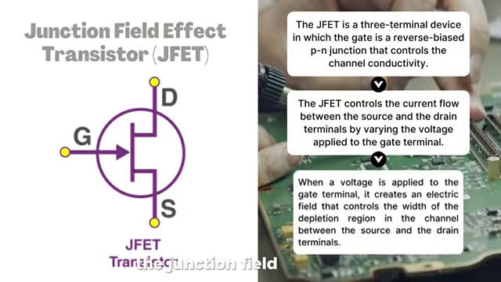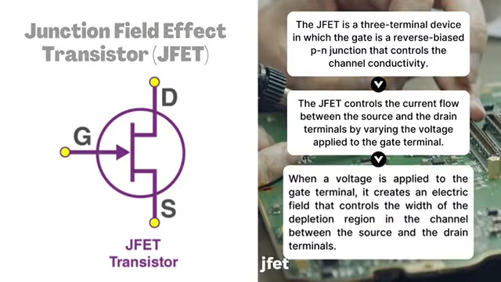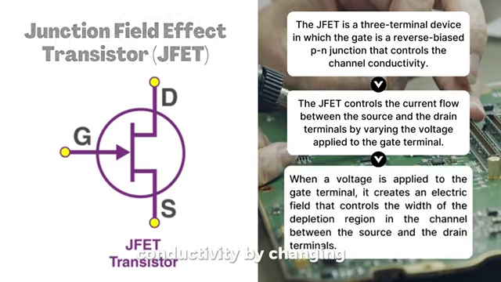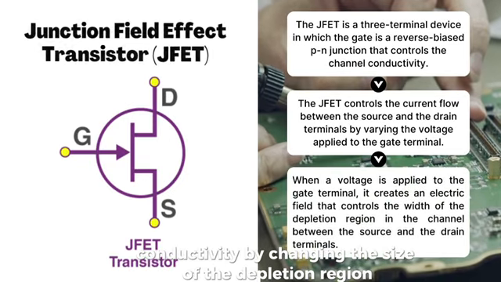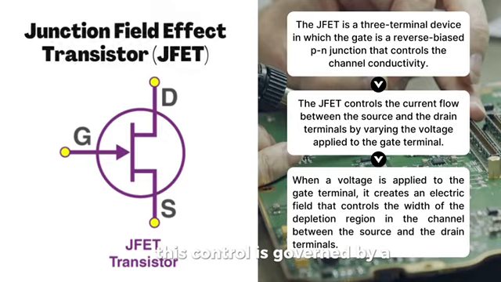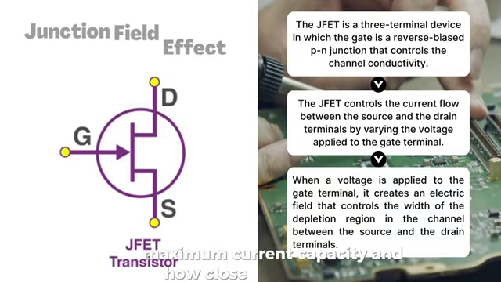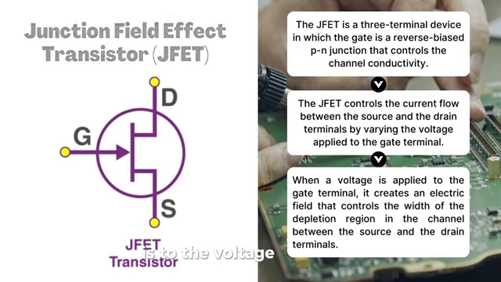The JFET controls its internal current flow, or conductivity, by changing the size of the depletion region. This control is governed by a mathematical formula that relates the actual current flowing to the device's maximum current capacity and how close the gate voltage is to the voltage needed to shut the device off.